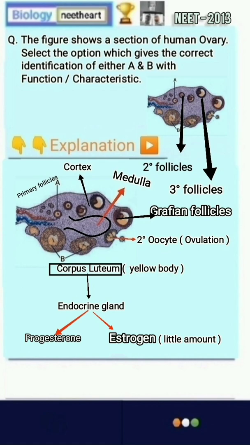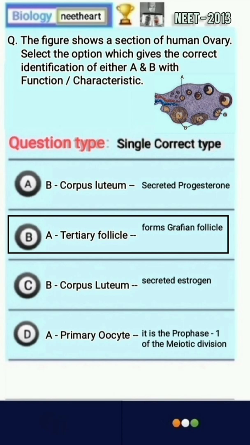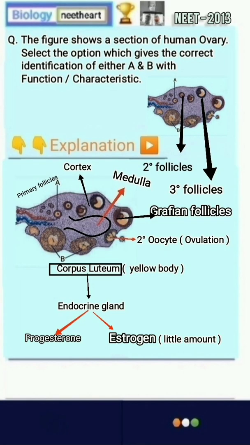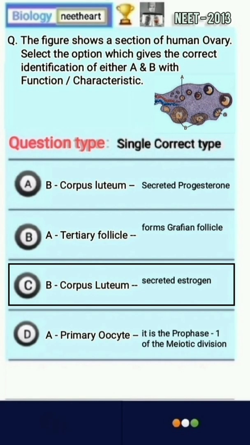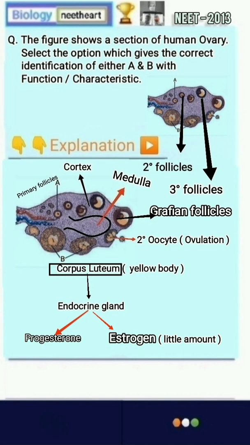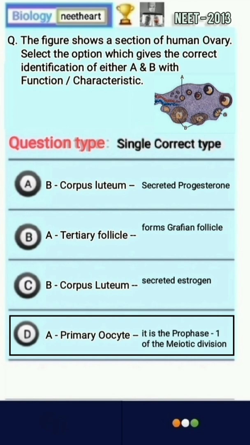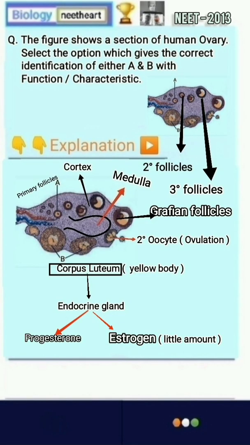So both statements are correct. If we look further, option B says A is tertiary follicle, which is wrong because A is a primary follicle. Then option C says corpus luteum secretes estrogen, this is true but only in a very little amount, so it is incorrect. Option D says A is primary oocyte, but A is not a primary oocyte, A is the whole structure where a primary oocyte is surrounded by a layer of follicle cells. So D is also incorrect. So in this question the correct answer is A.